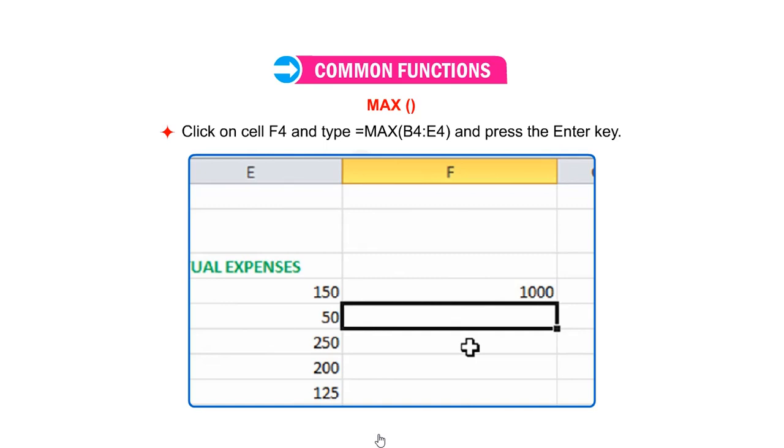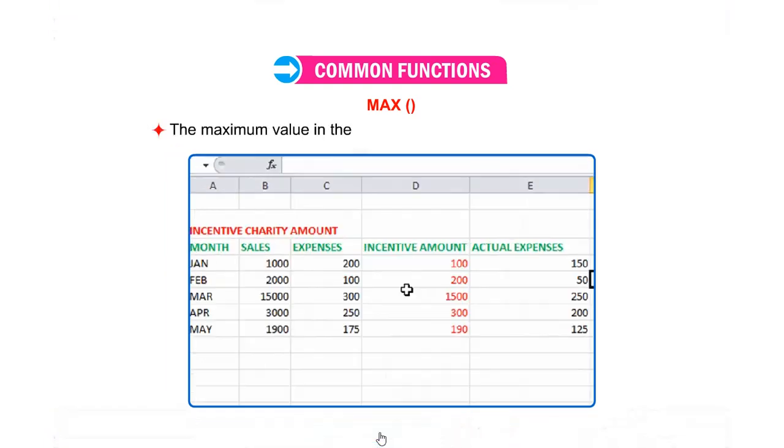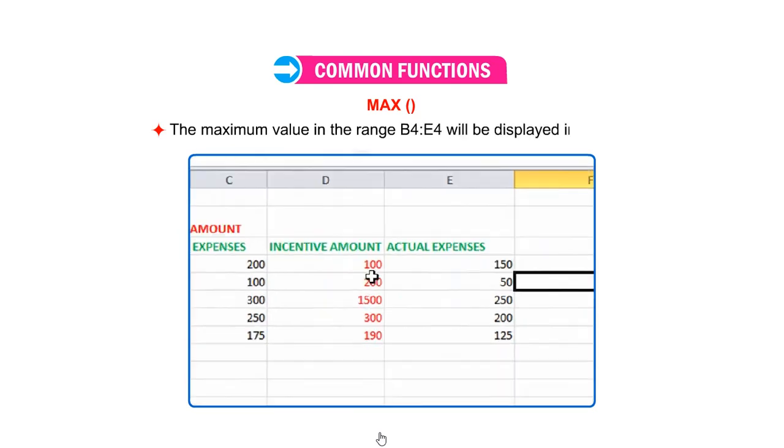Like from 10 cells, I want to know the highest marks of a student. So I will select the range and use the MAX function. From those cells in the selected range, it will find the maximum marks, and that will be displayed in a new cell. So this is the MAX function. The maximum value in the range B4 to E4 will be displayed in cell F4.